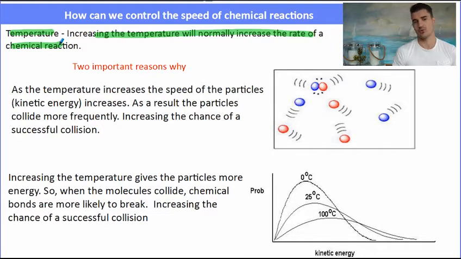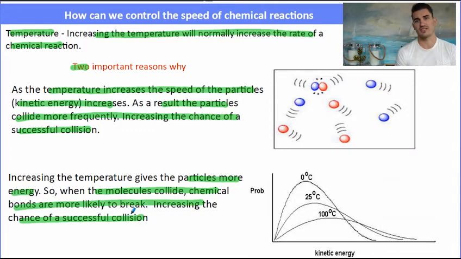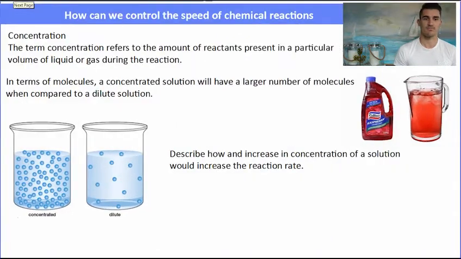And there's two important reasons for this, not just one, two. As the temperature increases, the speed of the particles, the kinetic energy increases. As a result, there is an increased collision frequency. So the particles are moving around faster and they're colliding more often. There are more collisions. Increasing the temperature gives the particles more energy, so when they collide, there's a greater chance that they're able to break the bonds in the reactants. So it's about having more collisions, which gives you a greater chance of a successful collision, and then more chance to break the bonds in the reactants.